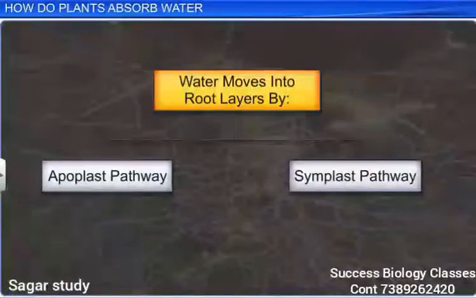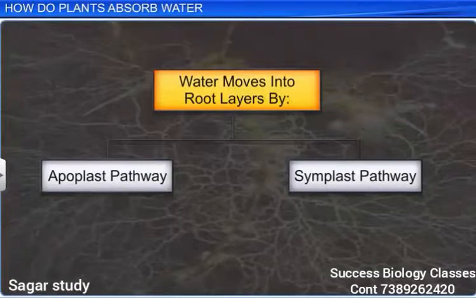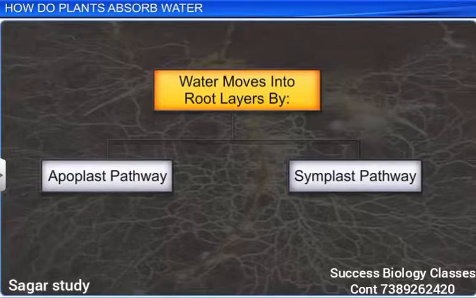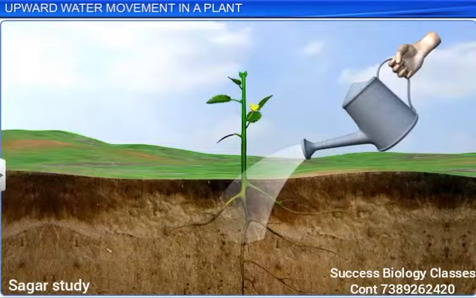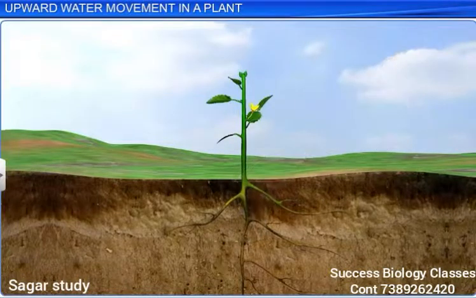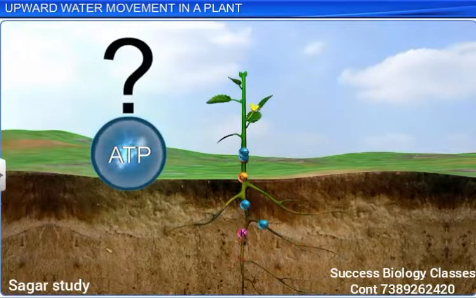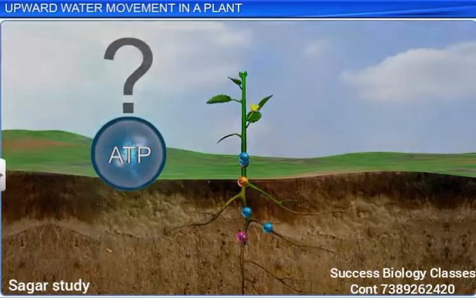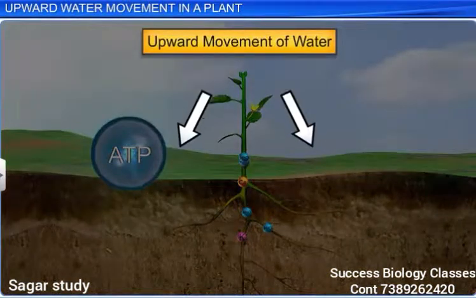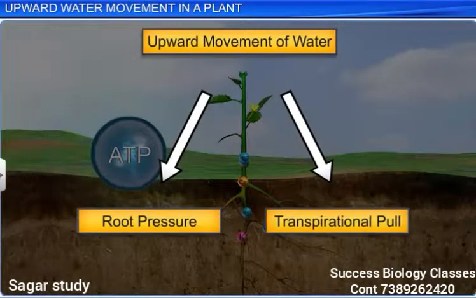However, irrespective of how water is absorbed, water moves deeper into the root layers through two pathways, that is, apoplast and symplast. Roots absorb water and minerals from the soil. They move it in an upward direction to reach different parts of the plant. Have you ever wondered how this upward movement of water and minerals takes place? This is made possible by a combination of root pressure and transpirational pull.